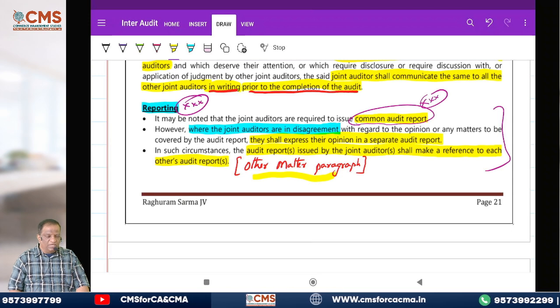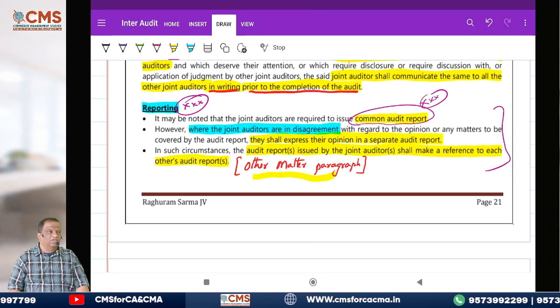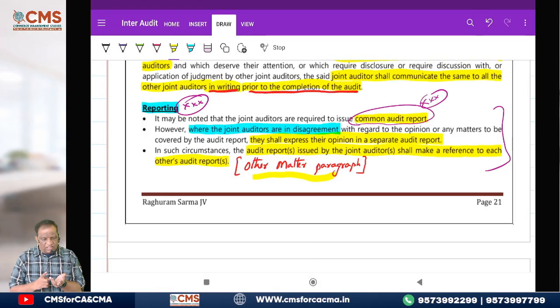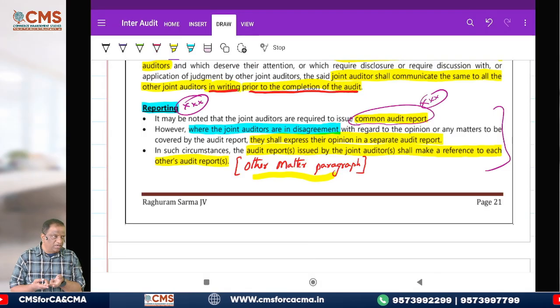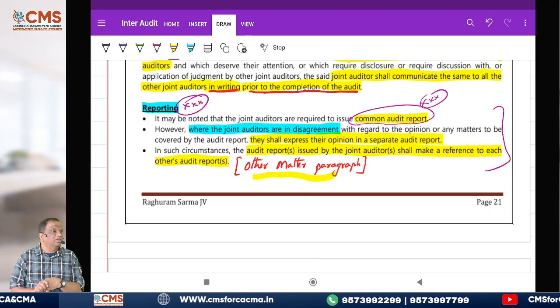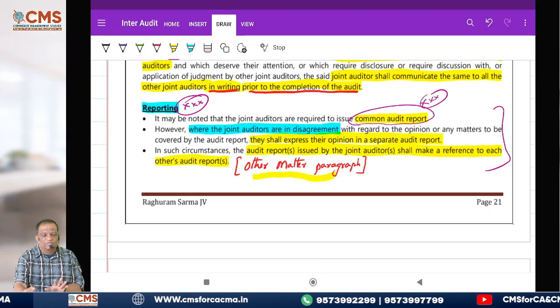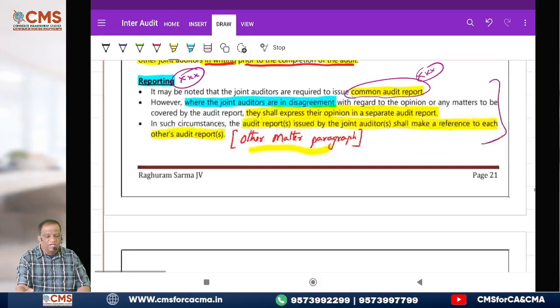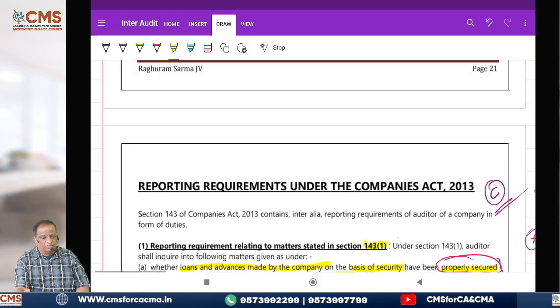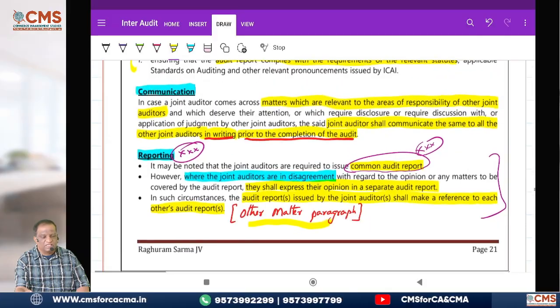So to sum it up, what are the reporting requirements? Generally, they will give common audit report, but wherever there are disagreements, then they can give separate reports. Wherever they are giving separate reports, they must mention in the other matter paragraph. And the rule of majority doesn't apply to these joint audits. So, this is what are the major points on this SA 299.